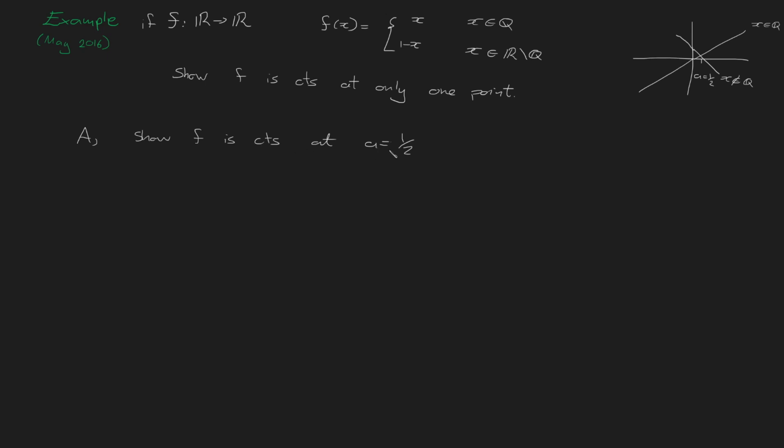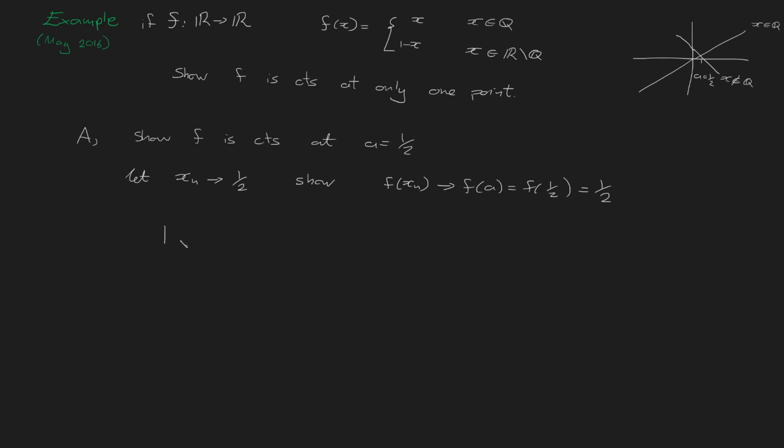So in order to prove this, I'm going to use the sequential definition. Take any sequence xn which converges to 1/2, so converges to this a. If I can show that the resulting sequence f of xn converges to f of a, and in this case f of a is f of 1/2. 1/2 is rational, so it just gives us back 1/2. So I need to show that f of xn converges to 1/2.